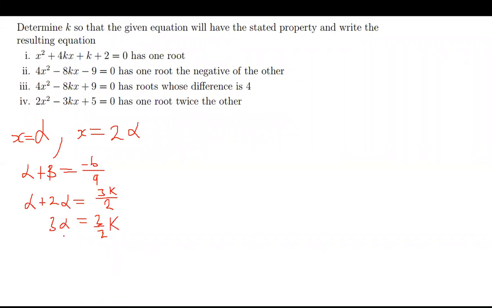So what you do here, you can make alpha the subject by saying alpha is equal to k over 2. Or rather you can say 2 alpha is equal to k. When you cross multiply there, you have something like this.